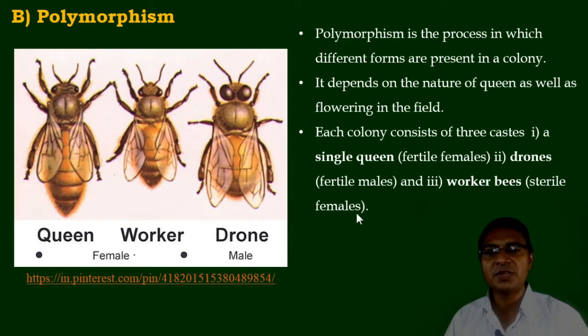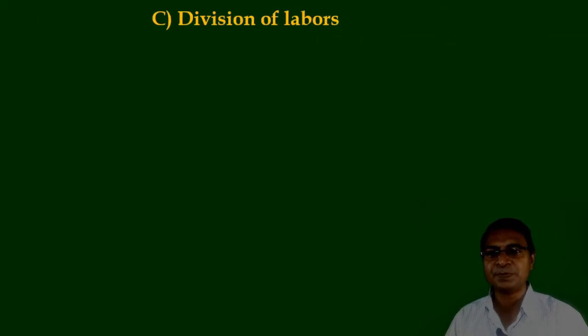The polymorphism totally depends on the nature of the queen as well as the flowering. Overall, in the colony two castes are present, the queen and the worker, but drones are seasonal. When flowering is present in nature, at that time the drones are present, and this totally depends on the nature of the queen also.